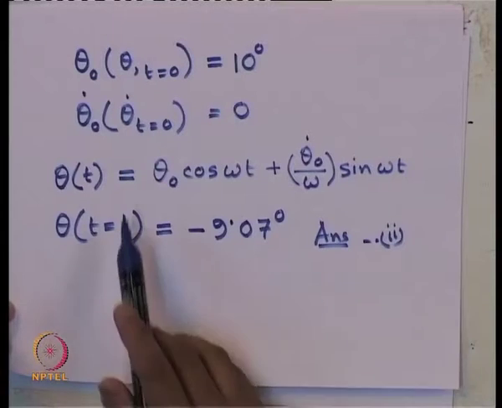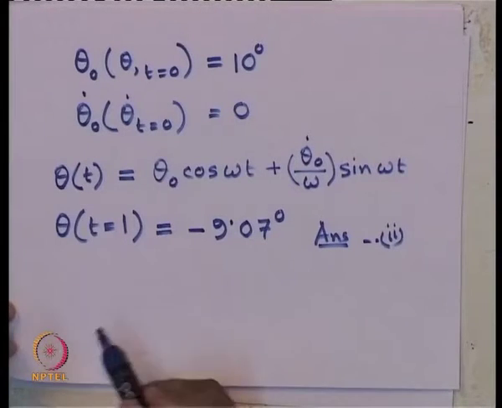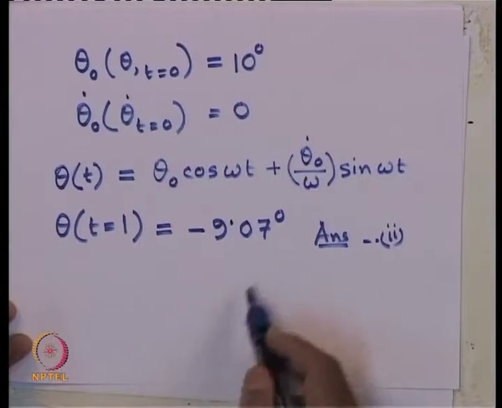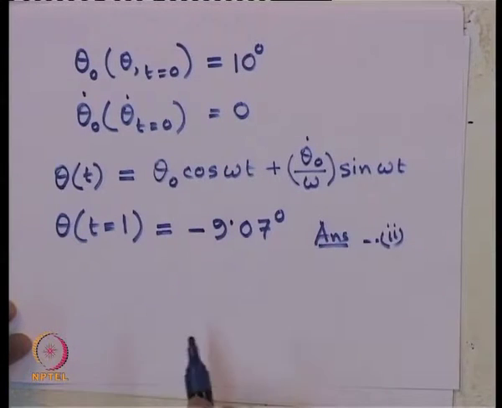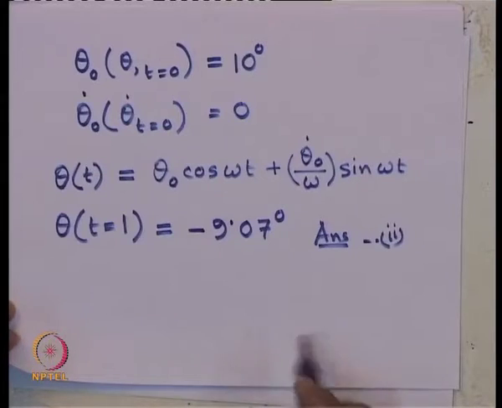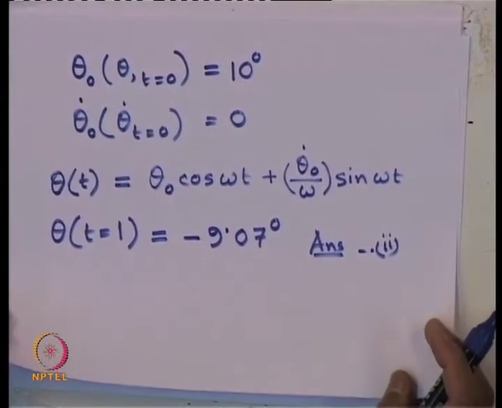As we know, the variation of theta of t with respect to time will be cyclic. So, it will go from positive to negative and things like that. That is what the solution also indicates in this case.